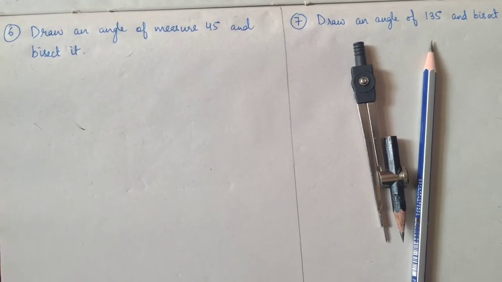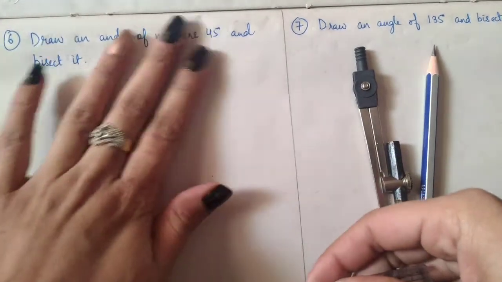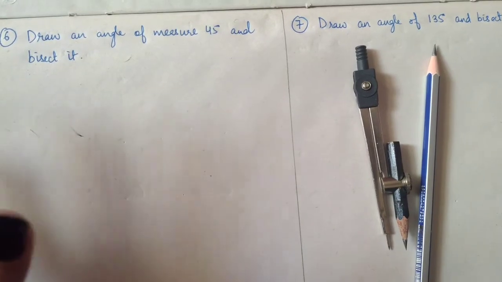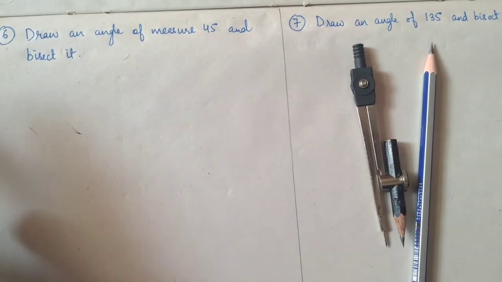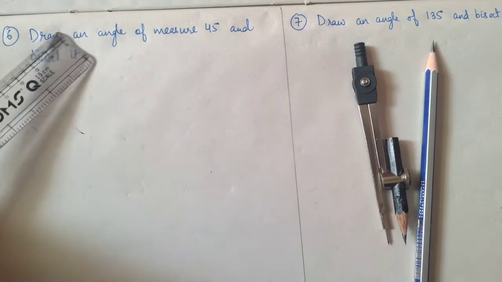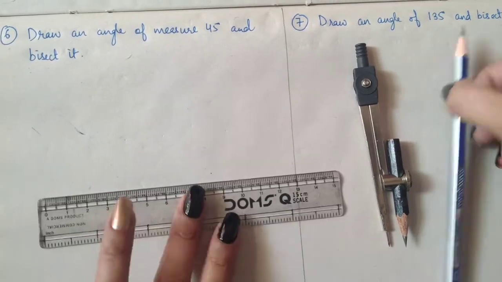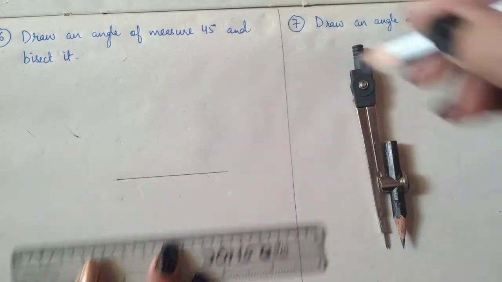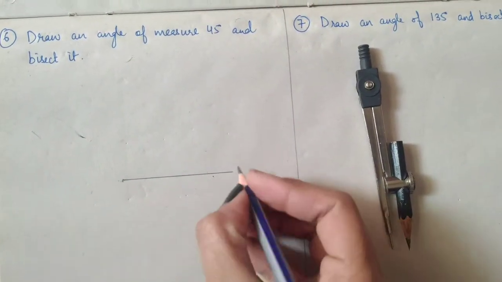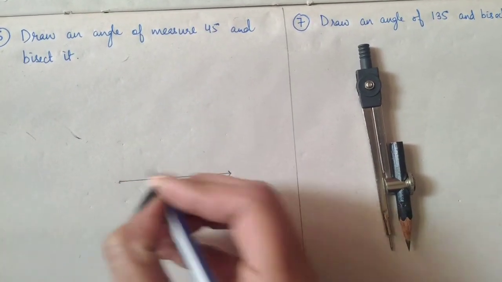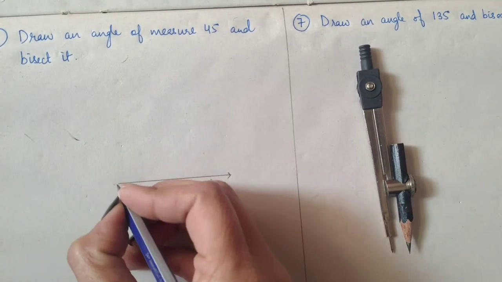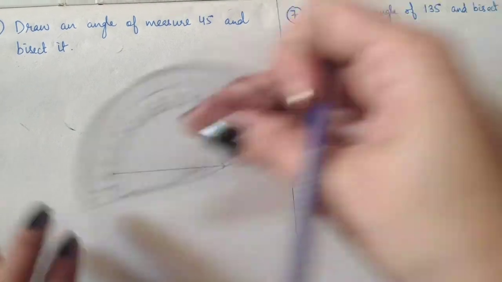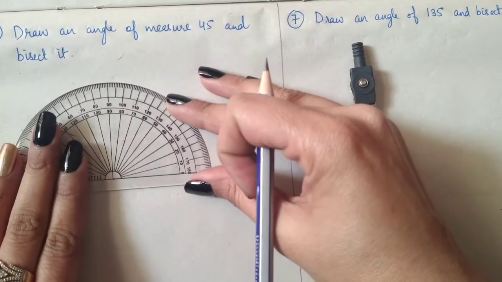Now let's move on to question 6. It says draw an angle of measure 45 degrees and bisect it. Again, we are doing the same thing. In each and every question, we are finding the bisector of an angle. They have mentioned the word draw, so we will draw 45 degrees. So for that, I'll draw an arm of an angle. I've sharpened my pencil, and that's the vertex. Now I'll use the protractor to get 45 degrees.